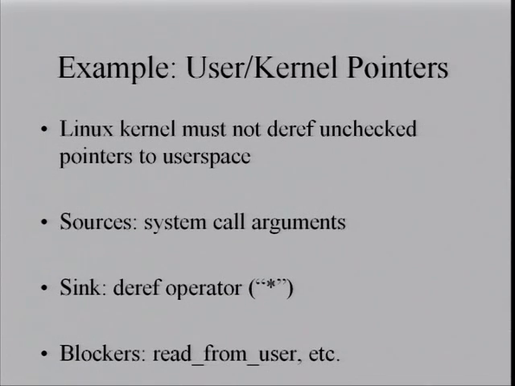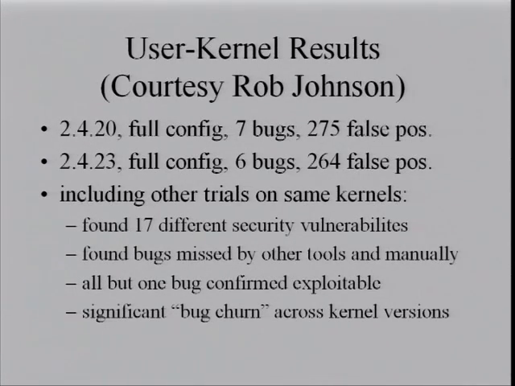So the main sources are the system call arguments. The main sink is the deref. And there's various checking functions within Linux that will validate a pointer. And so from Rob Johnson, we have some results of using this to analyze Linux. This found 13 distinct bugs of this kind.